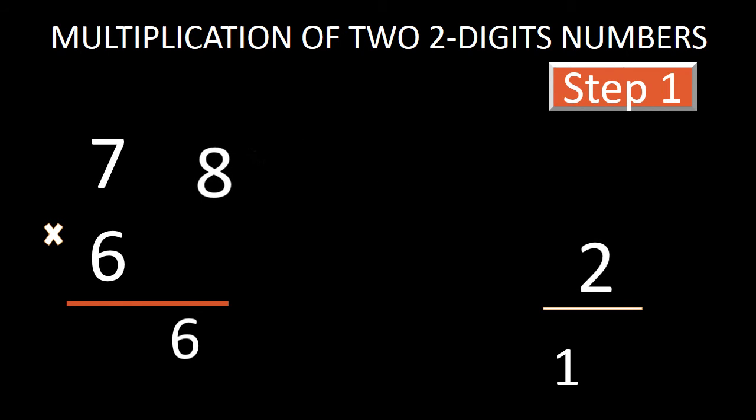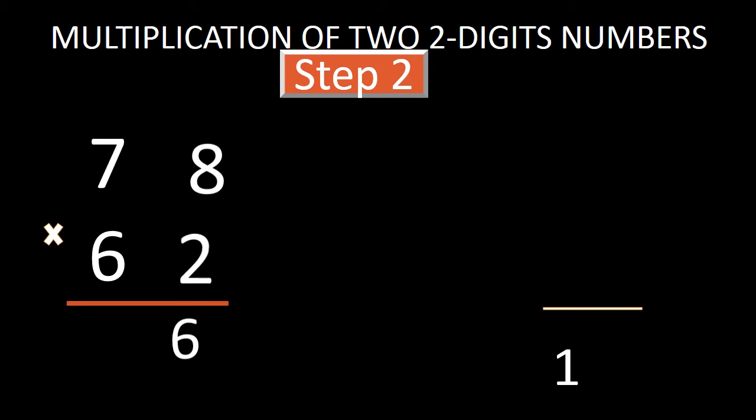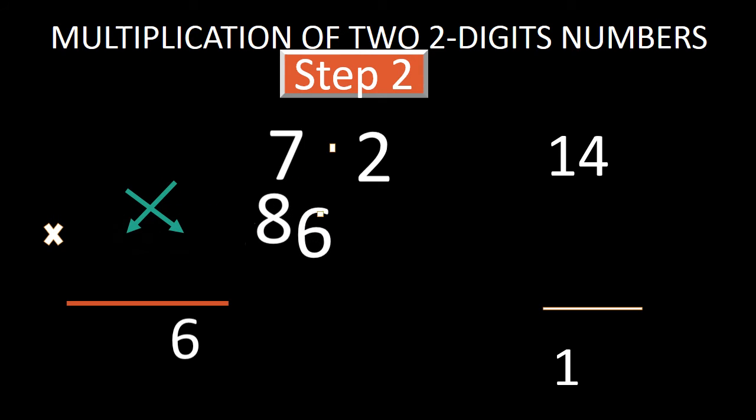So here step number 1 is completed. Now we have to look at step number 2. In step number 2, we will multiply the unit digit of the first number with the 10 digit of the second number, and the 10 digit of the first number with the unit digit of the second number. Then what will we do? We will add them. So let's multiply the 7 of the first number with 2 of the second number. By multiplying 7 with 2, we get 14. And by multiplying this 8 of the first number with 6 of the second number, we get 48.